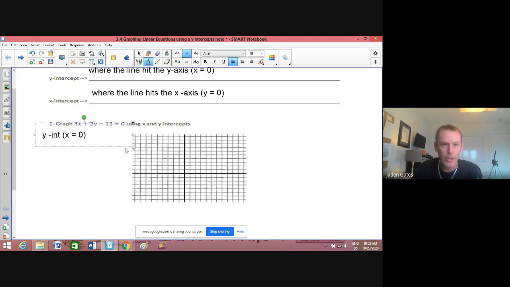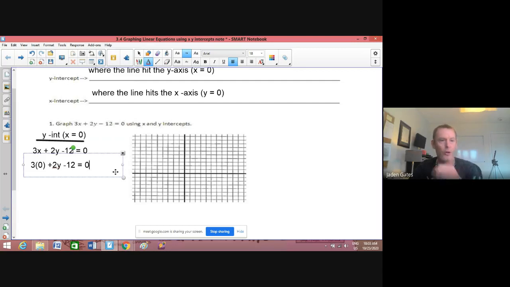And again, x is equal to 0 for the y-intercept. So I'm going to take the equation of my line here and write it down again first. So I've got 3x plus 2y minus 12 equals 0. Now again, with this equation, the x is equal to 0. So I'm going to have 3 times 0 plus 2y minus 12 equals 0. Because I'm trying to find the y-intercept, I plugged in 0 for x.